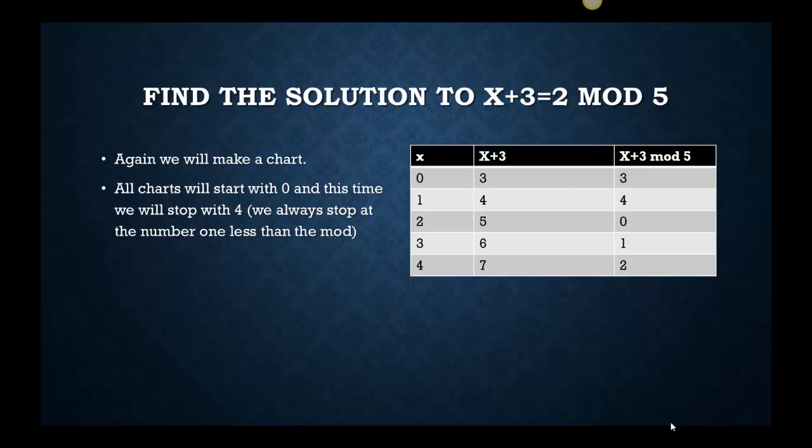So I have 0 plus 3 is 3, 1 plus 3 is 4, 2 plus 3 is 5, 3 plus 3 is 6, and then 4 plus 3 is 7. Okay. Now to the last column, this time I'm talking about mod 5. So remember, when I have a positive number that's less than the mod, I just leave it alone. So 3 mod 5 is 3, 4 mod 5 is 4, positive and less than the mod.